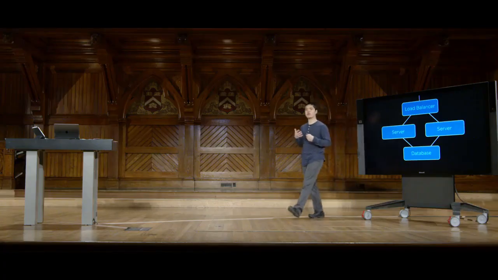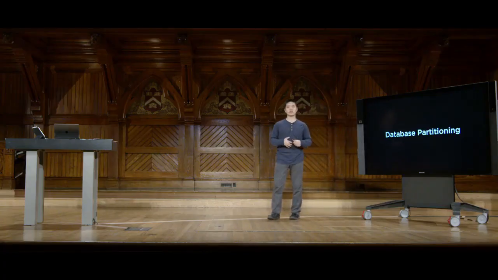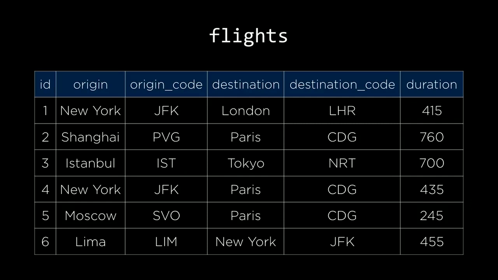Now, one approach, the first thing we might try to do, is something called database partitioning, effectively splitting up what is a big data set into multiple different parts. And we've already seen some examples of database partitioning. We've seen one example when we talked about SQL, where we looked at a table of flights, where each flight had an origin city, the origin city's airport code, the destination city's airport code, and some number of minutes, the duration for that particular flight.